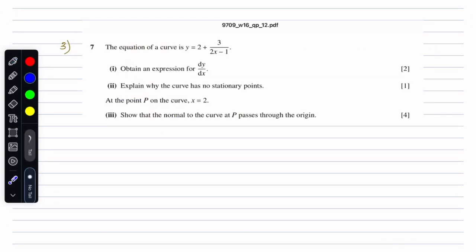So the next question related to the topic that I have chosen is from Winter 2016, Paper 1, Variant 2, and it's question number 7 in the paper. The question says that the equation of a curve is y equals 2 plus 3 over (2x minus 1), and they are asking us to obtain an expression for dy by dx. So let's start solving from part 1.